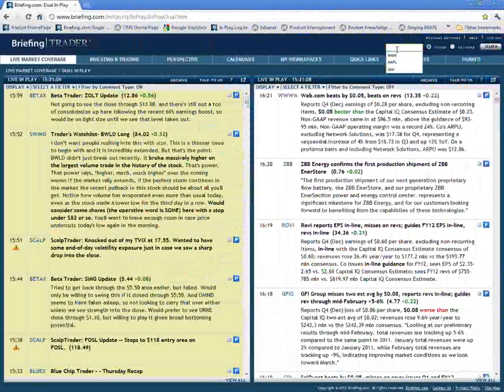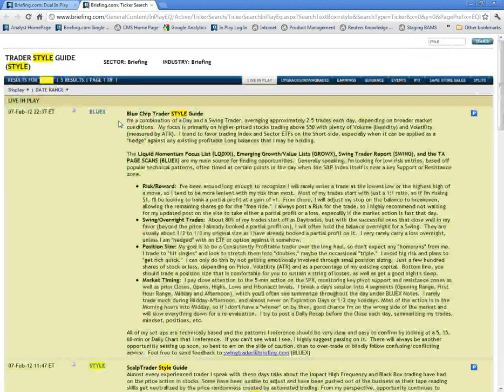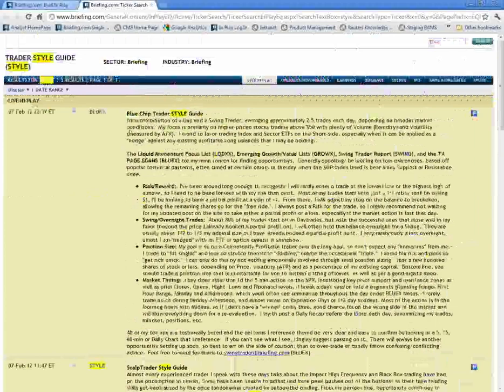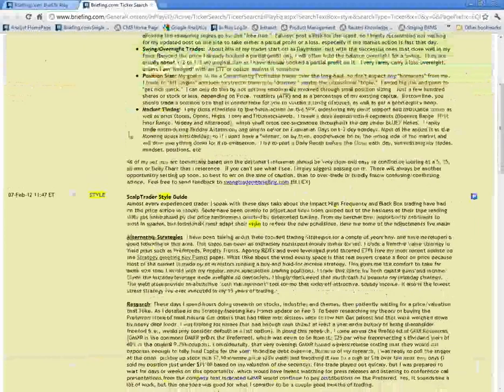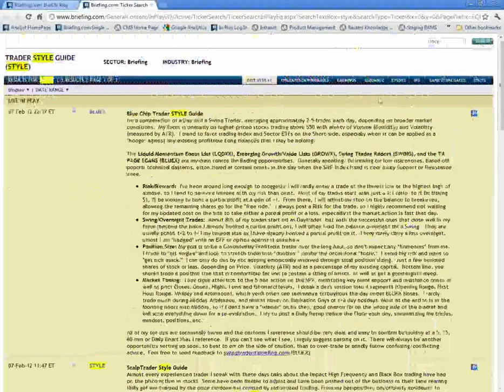Another area that I want to make sure you're aware of, we post our style comments, the trader style guide comments, under the ticker STYLE. And we updated these recently. So if you're curious about each person's trading style and their risk and just their general approach, this is a good place to go.